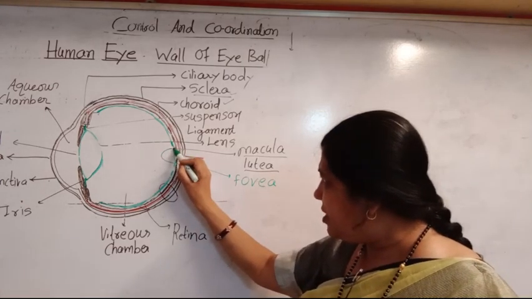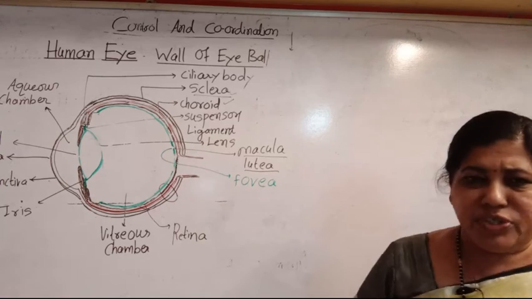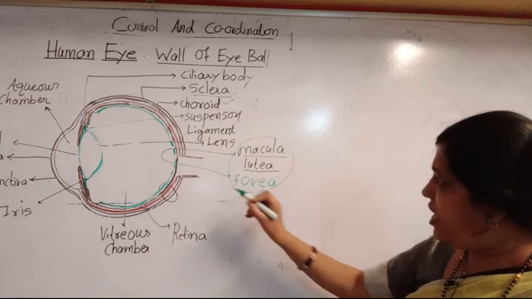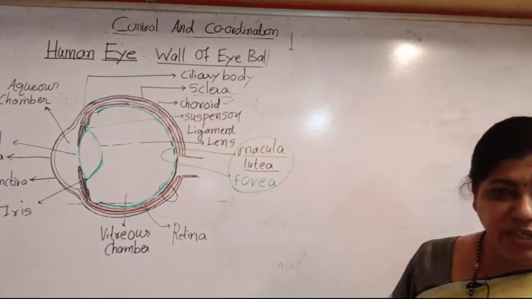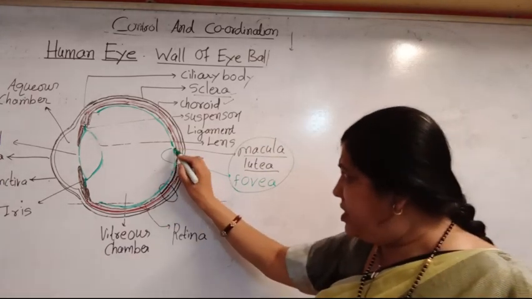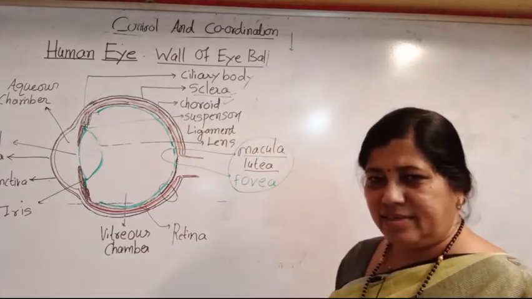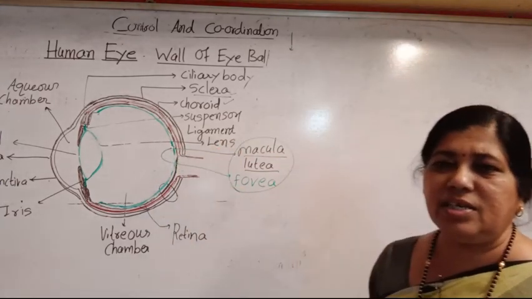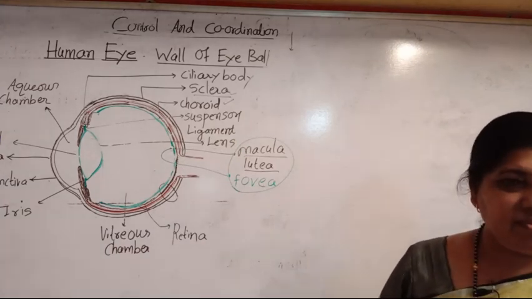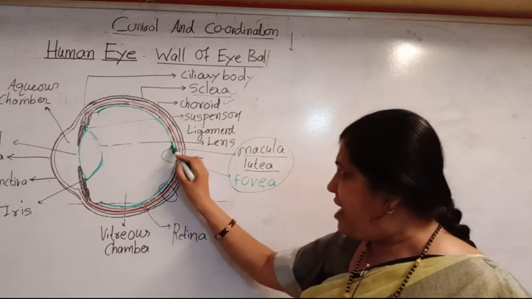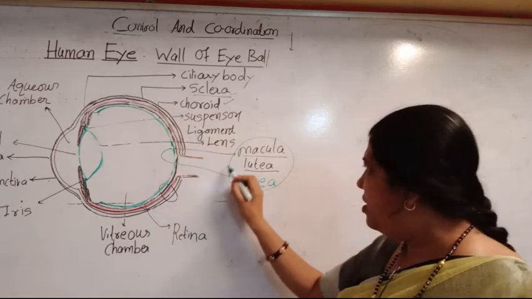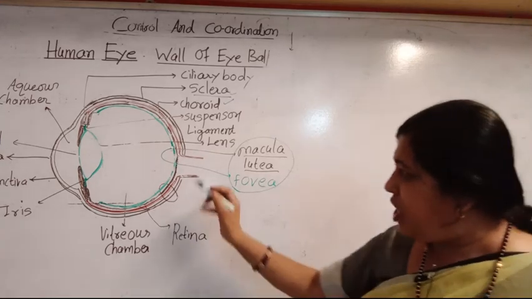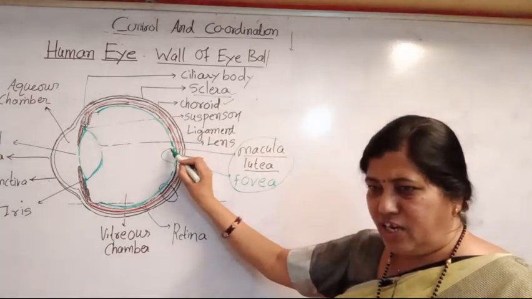Here it is the area of sharpest vision. Fovea and macula lutea, it is the area of sharpest vision because here cone cells are densely packed. So the highest number of cone cells are found in the macula lutea, and hence it is called the sharpest vision area. Any difficulty?